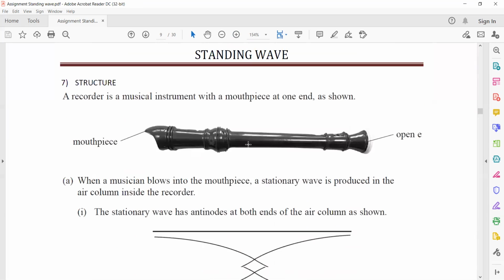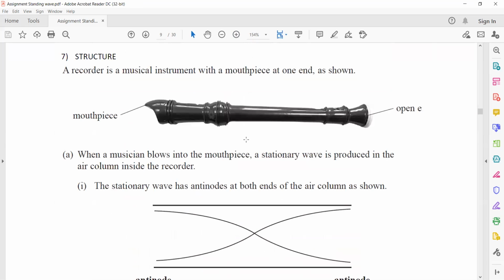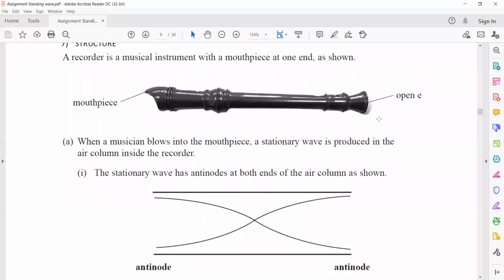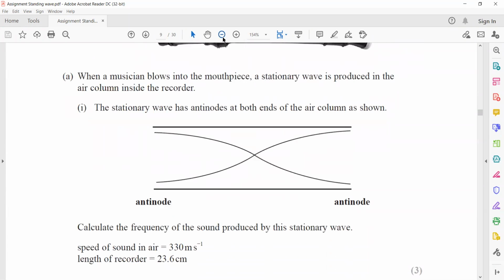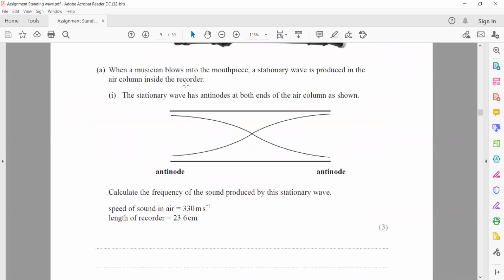In question 7, a recorder is a musical instrument with a mouthpiece at one end. So there's a mouthpiece at one end and the open end is there. It's an open pipe. When a musician blows into the mouthpiece, a standing wave is produced in the air column inside. So here it's antinode, node and antinode. The standing wave has antinodes at both ends and a node at the center. Calculate the frequency of the sound produced by this standing wave.